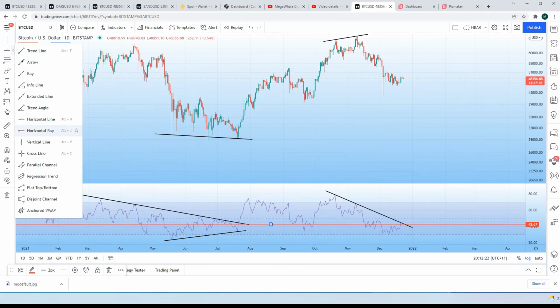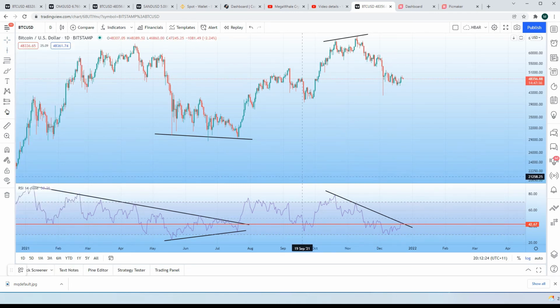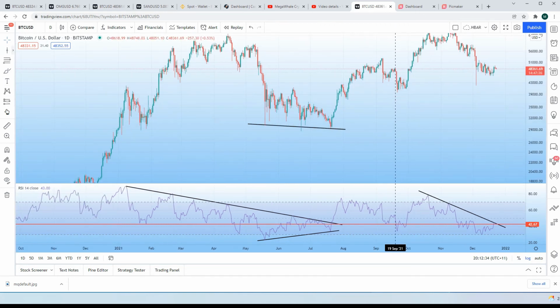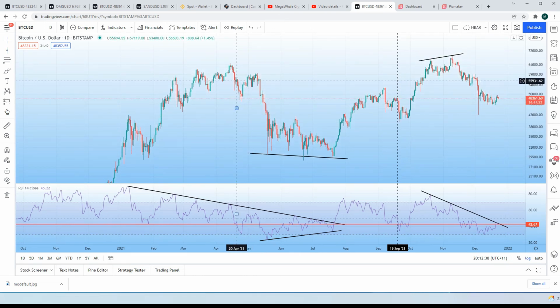I'm not going to label them all out, but to take one for example, over here, the 19th of September, we broke below that 42.67 on the RSI on the daily, and we crashed down. All right, we'll find one more over here, 20th of April, we broke below the 42.67 and we crashed down.